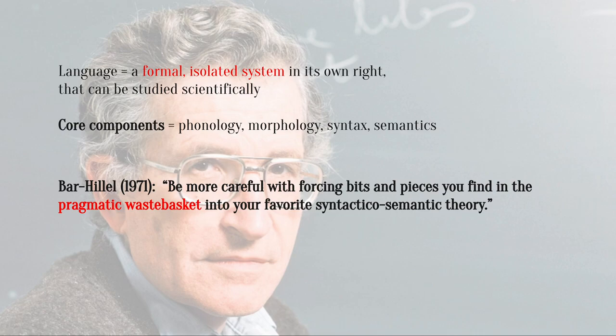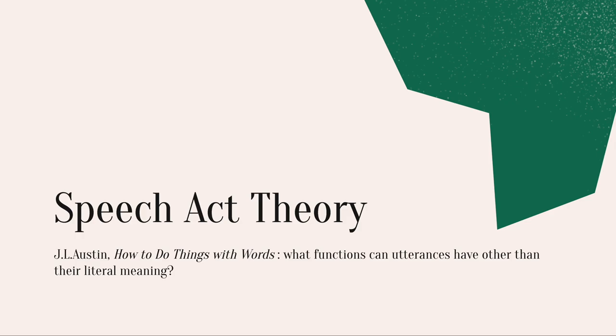However, as we've seen in the previous example, semantics and syntax are not quite enough when the form and intended meaning of the speaker don't match. And that's why here we'll be discussing one simple example of a theory of pragmatics that attempts to explain such phenomena. So we'll be looking at speech act theory by J.L. Austin, which tries to answer the question of what functions utterances can have other than their literal meaning.